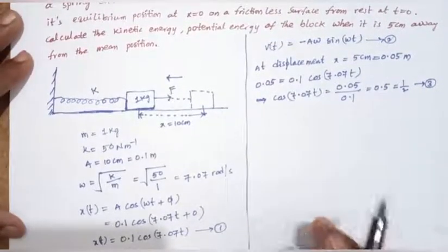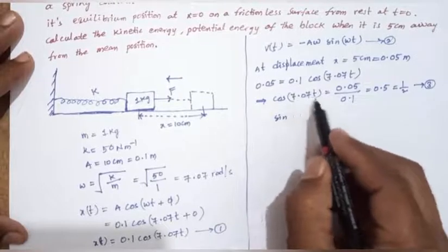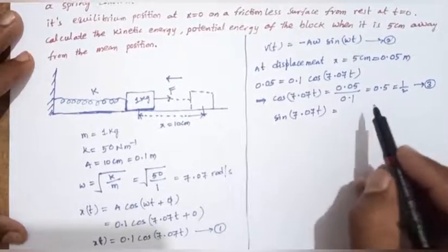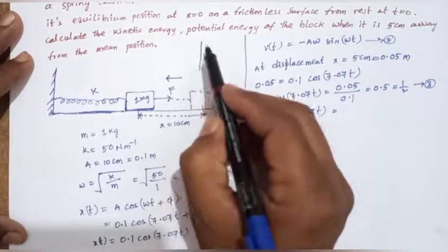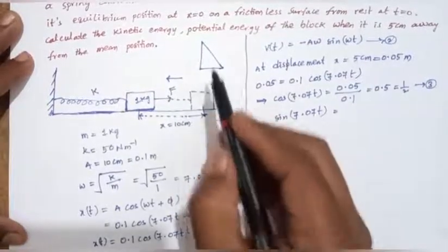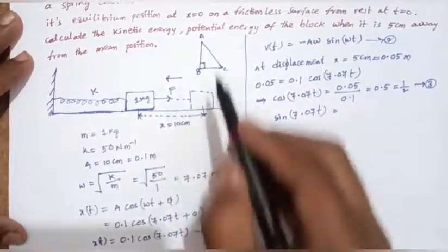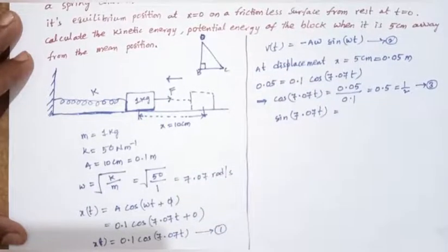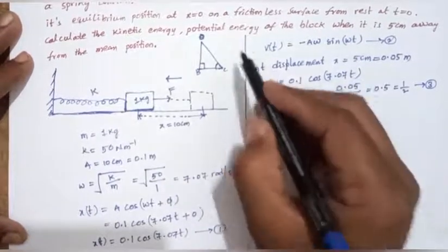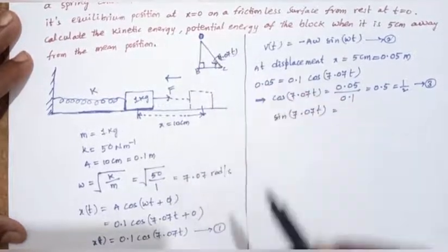From the trigonometric values, sin omega t is nothing but sin 7.07t. Consider a right angle triangle O, B, C. In triangle OBC, the angle is omega t, that is 7.07t, so this angle indicates 7.07t.